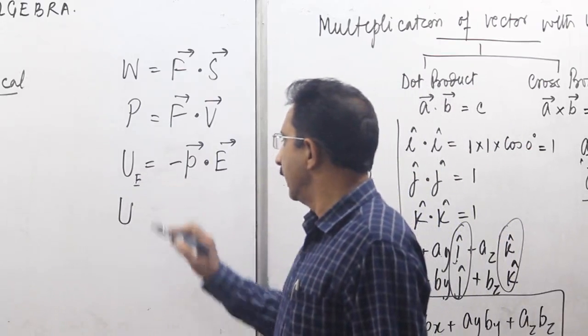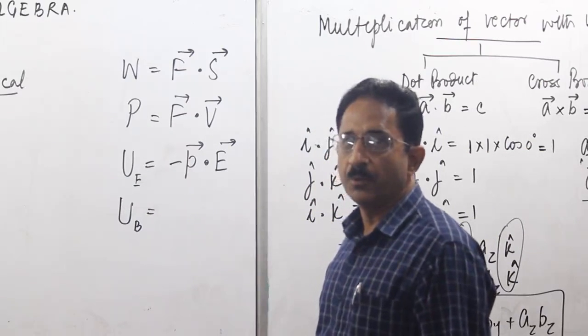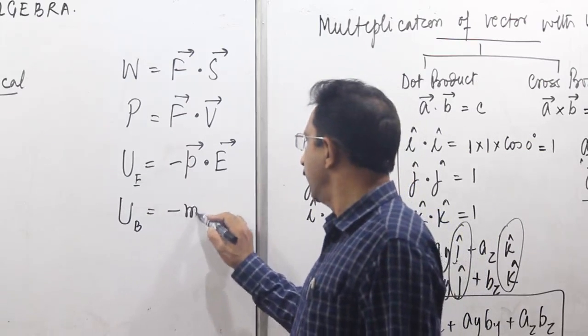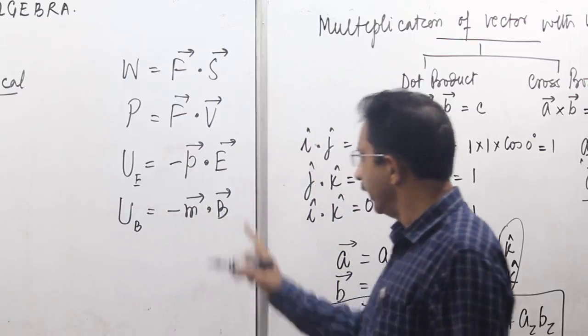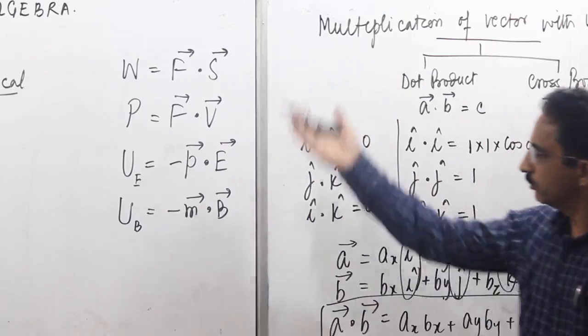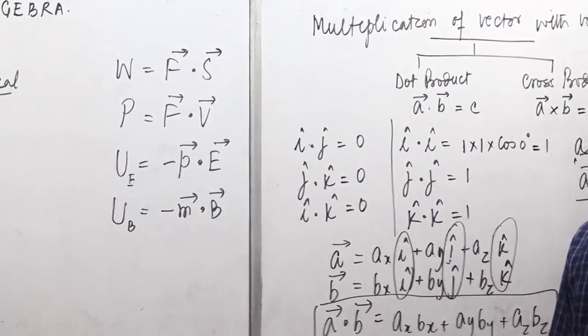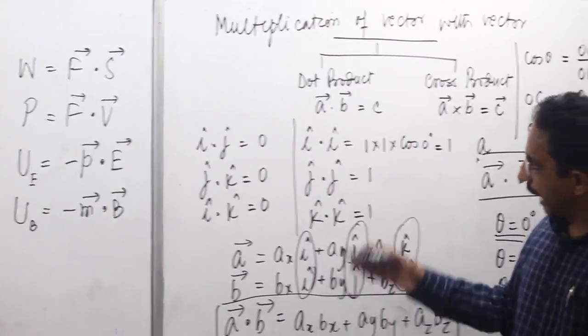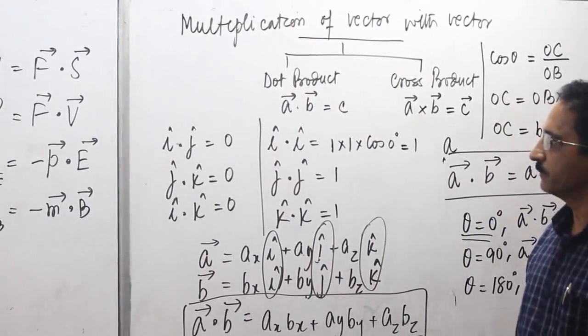So if this is for electrostatic field, this is for magnetic field of a magnetic dipole in magnetic field, it is minus m dot b. So m is magnetic dipole moment, b is magnetic field. तो यहाँ पर ये जितनी भी properties हम use कर रहे हैं dot product की, they become applicable to the equations of this sort in physics.